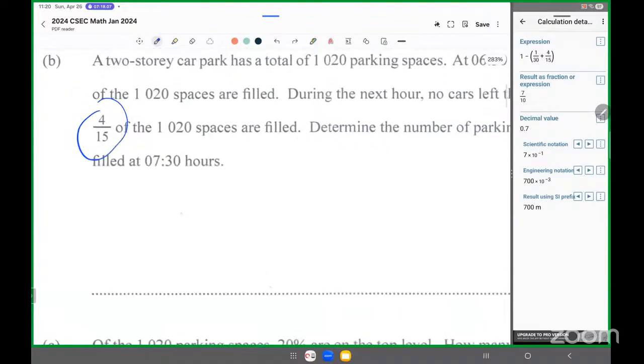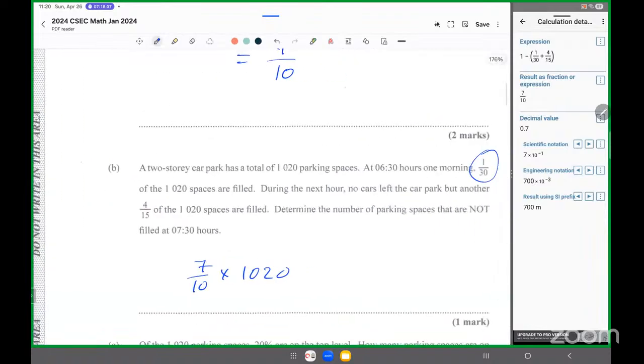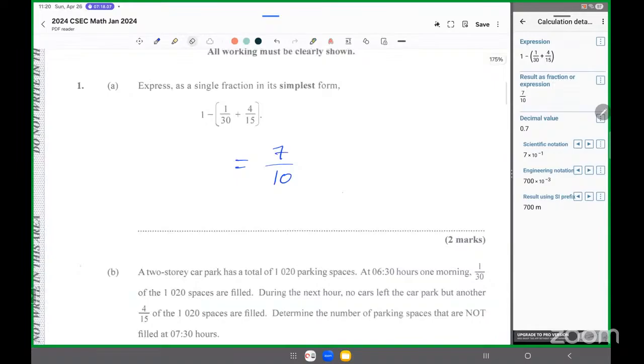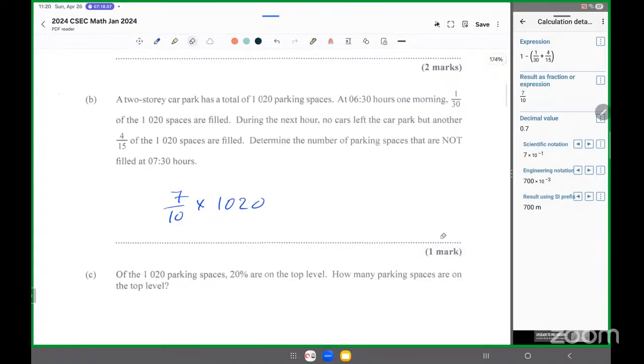The answer down here is just 7/10 times the 1,020. I hope you were able to pick up that it's the same fractions that were in that question up there. That is it. It's a very easy question, and that's why it was only 1 mark.